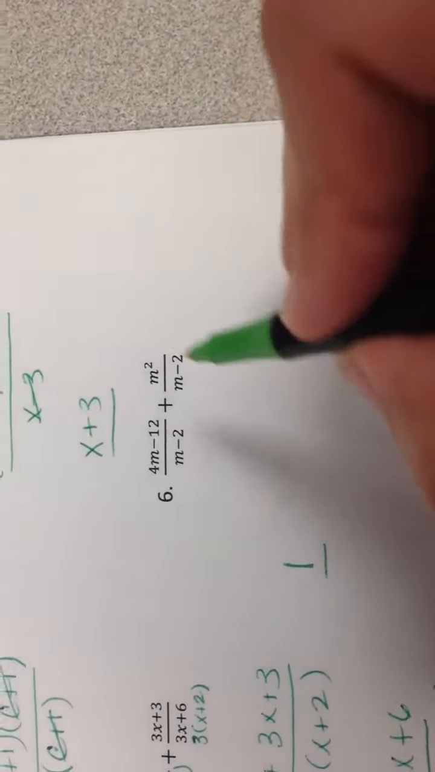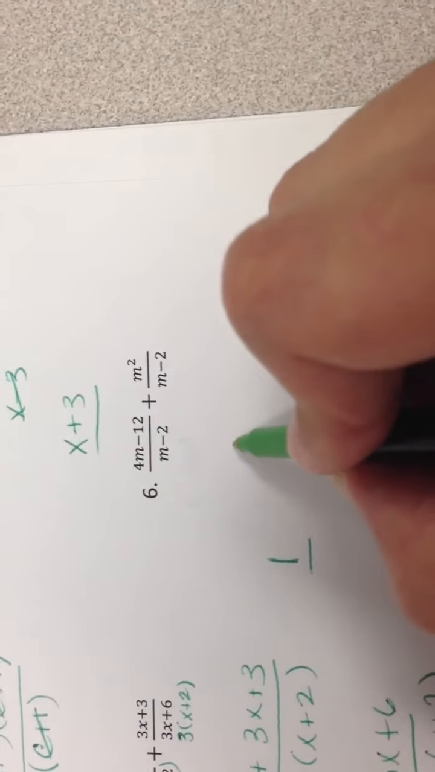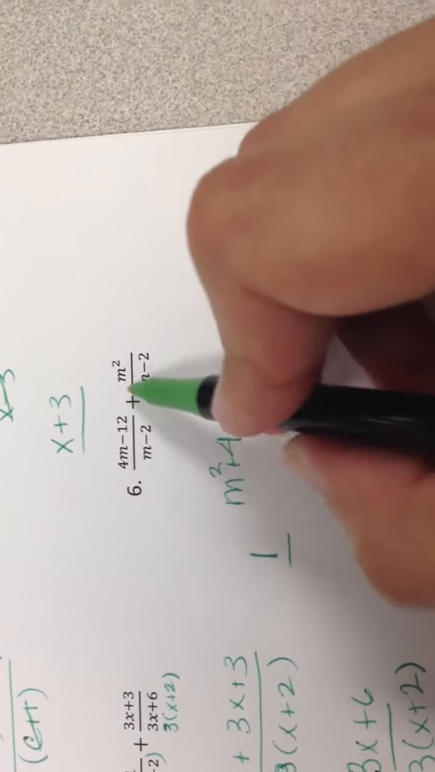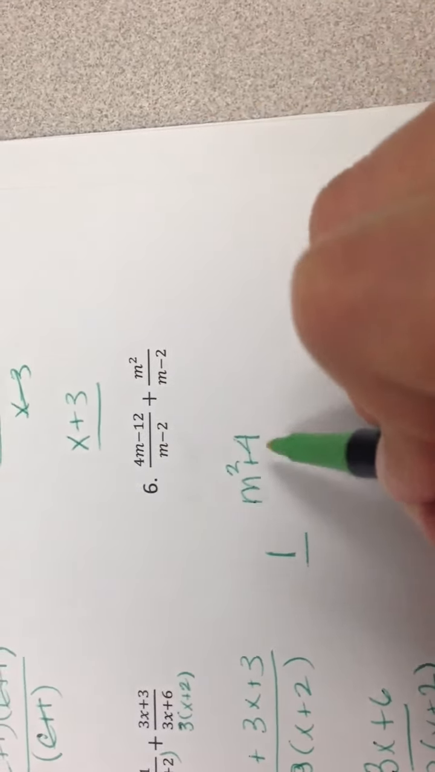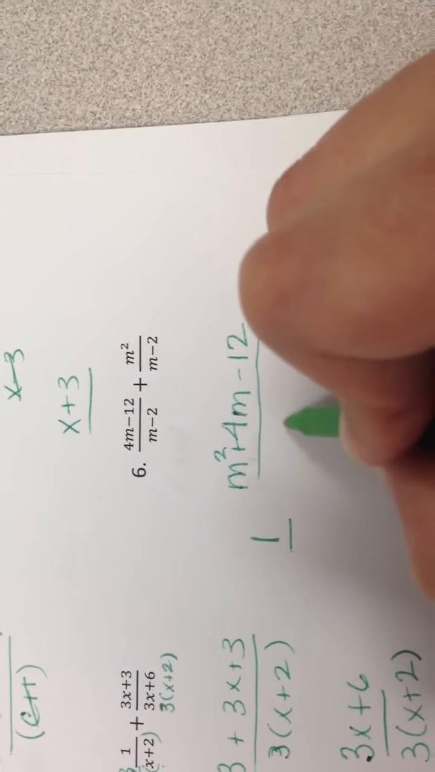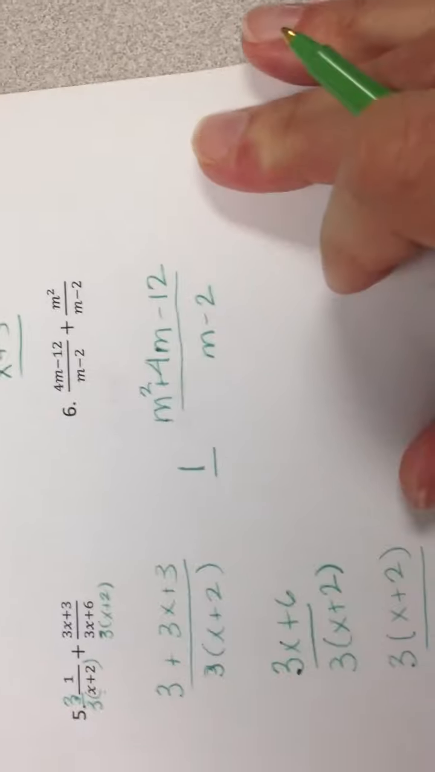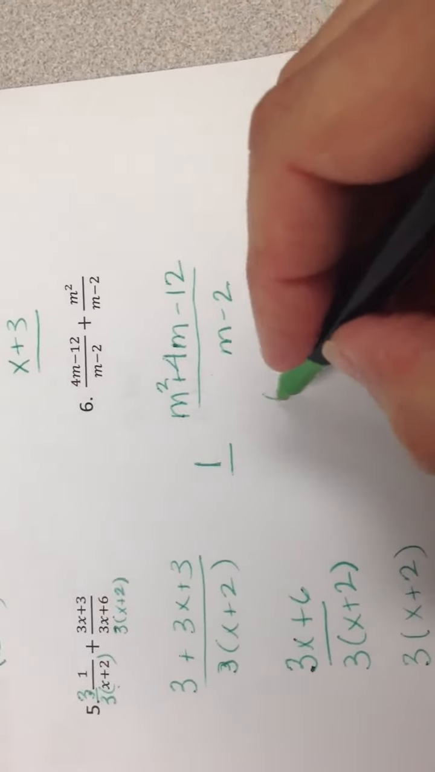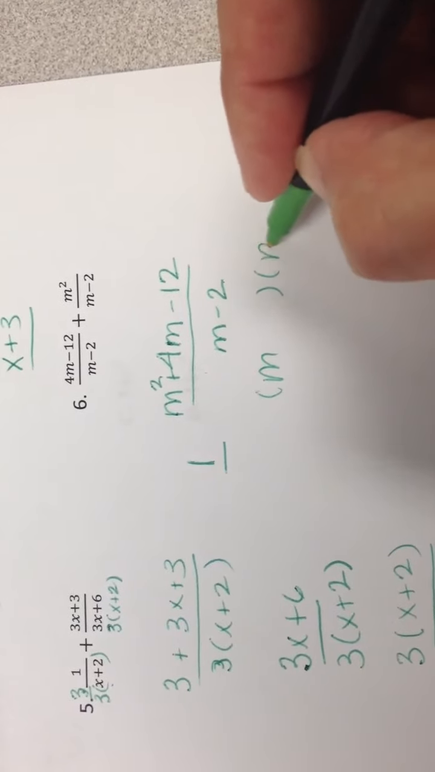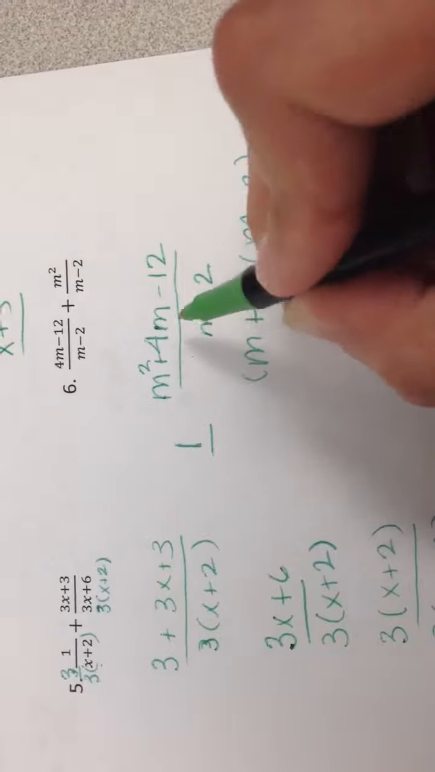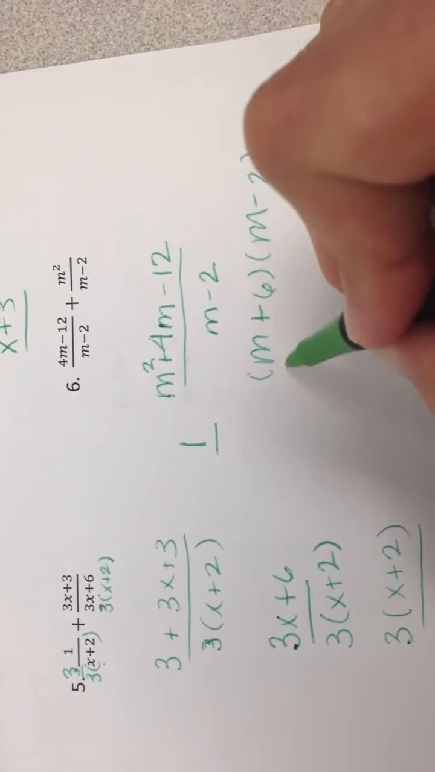Okay, on number 6, I do have a common denominator. I'm going to go ahead and put it in standard form, so in descending order. So I have m squared plus 4m minus 12 over m minus 2. Need to factor the numerator. My factors are 12 with a difference of 4. And that's going to be 6 and 2, with my 6 being positive because the larger number is positive.